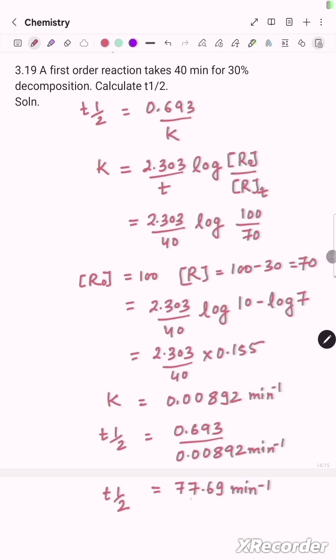So t half value will be 77.69 minutes. So this is how you will calculate this.